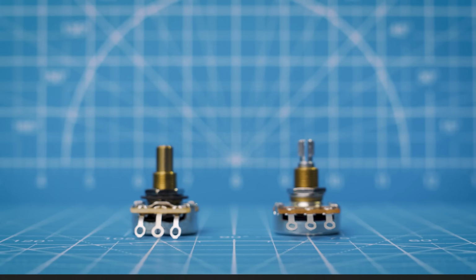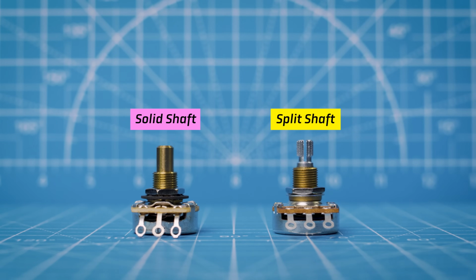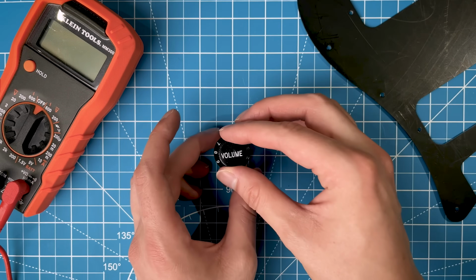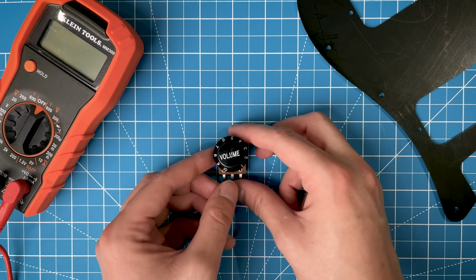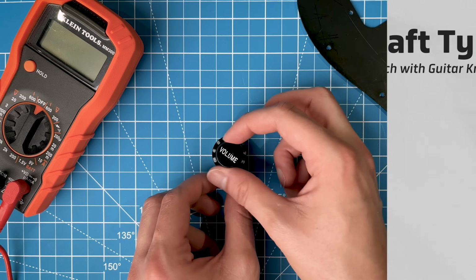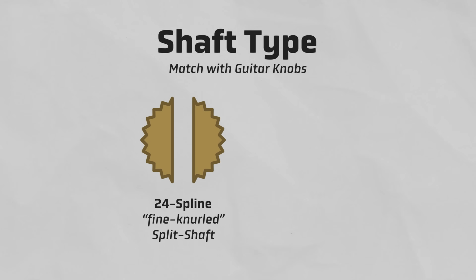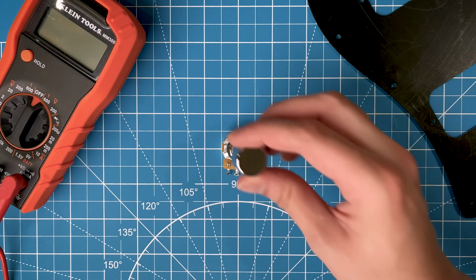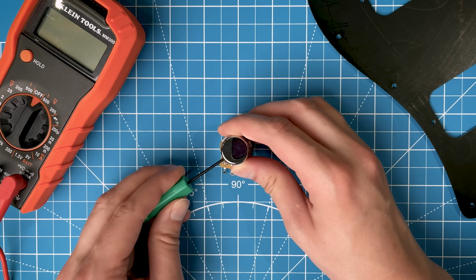On guitar pots, we typically see split shaft and solid shaft, and both of those categories are split into two subcategories. Split shaft pots accept push-on type knobs held on by friction, like those often found on Strats or Les Pauls. They come in two varieties, 24 spline, often found on US pots, and 18 spline, often found on metric pots. These standards aren't cross-compatible, so you'll want to make sure that you match the knurling between your pots and knobs. Solid shaft pots will accept their own kind of knobs, which are fastened with a set screw.